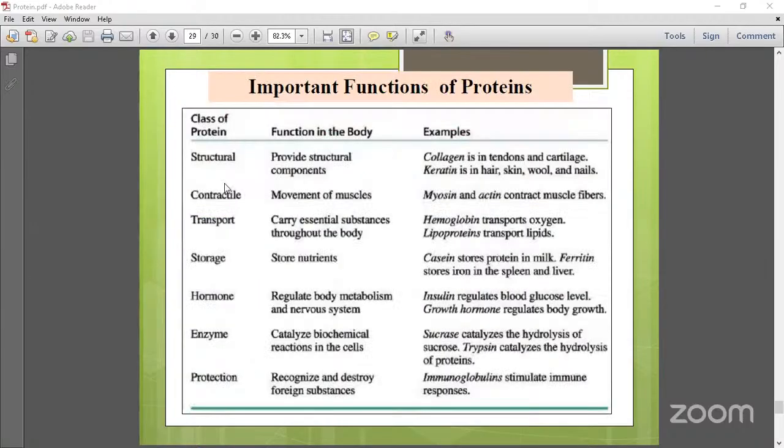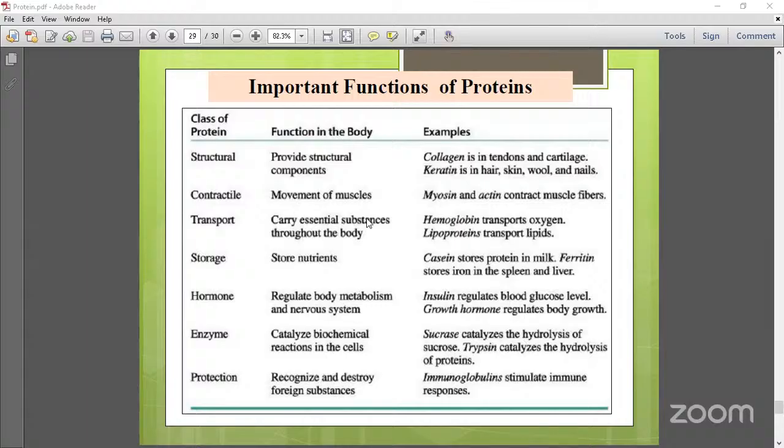And what are the important functions of the proteins? Definitely, proteins play the major role as structural components. As we know, collagen is in tendons and cartilage, and keratin is in hair, skin, wool, and nails. These play the major role in providing the structural components.